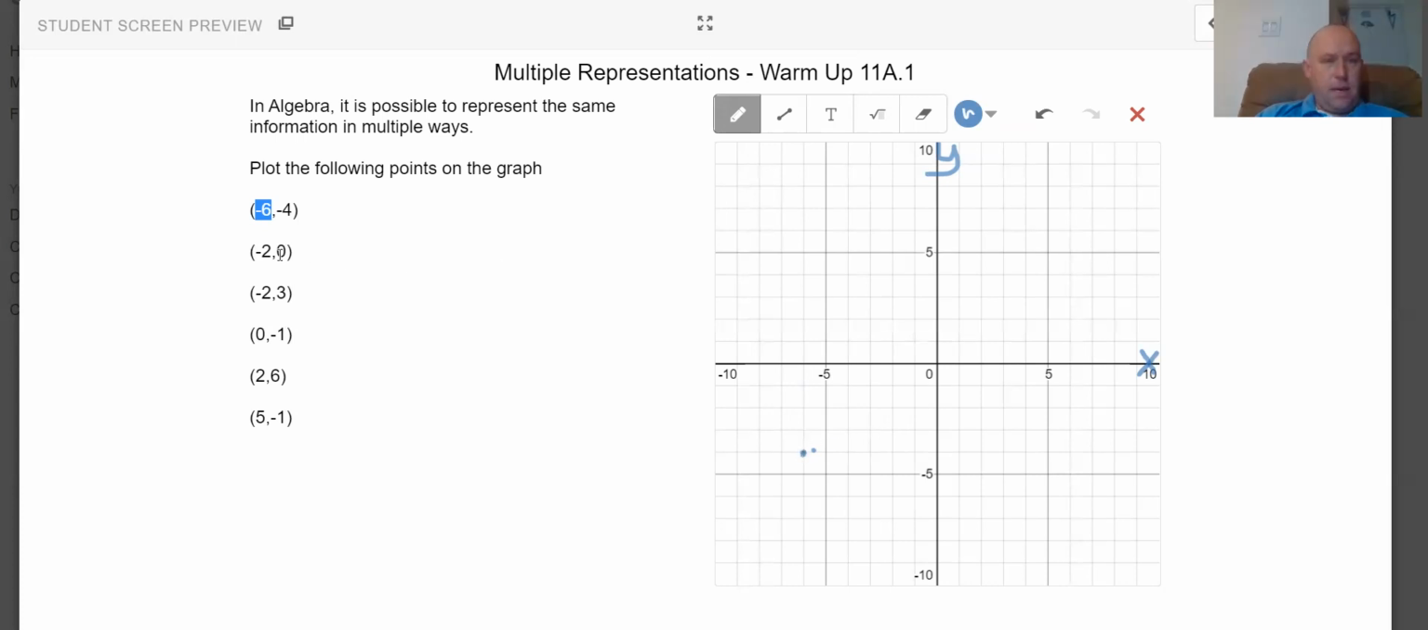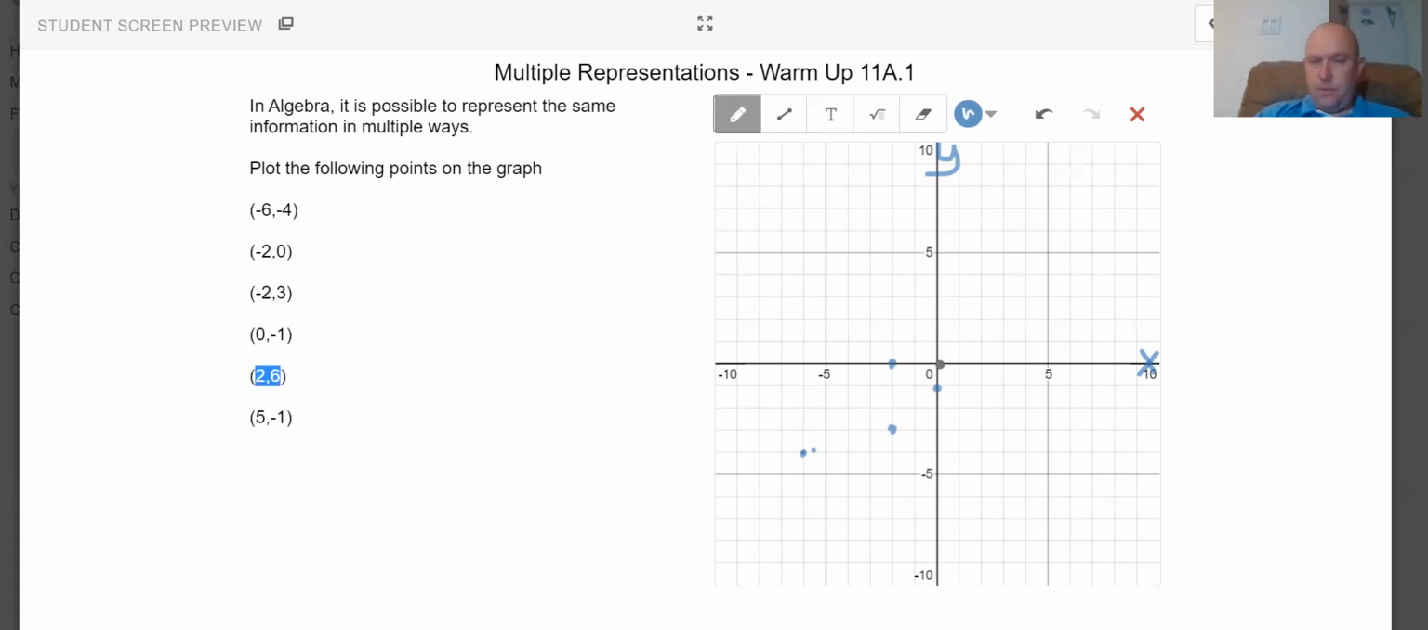Here we go. (-2, 0). So I go to -2 on the x-axis. And then 0 means I don't go up any at all. So actually, this is just on the x-axis. (-2, -3). So I go across to -2, and then I'm going to go down 3 spaces to here. (0, -1) means that I don't go across any at all, but then I go down 1 space. And notice that you can see here, this is -1 on the y-axis, just as this suggests.